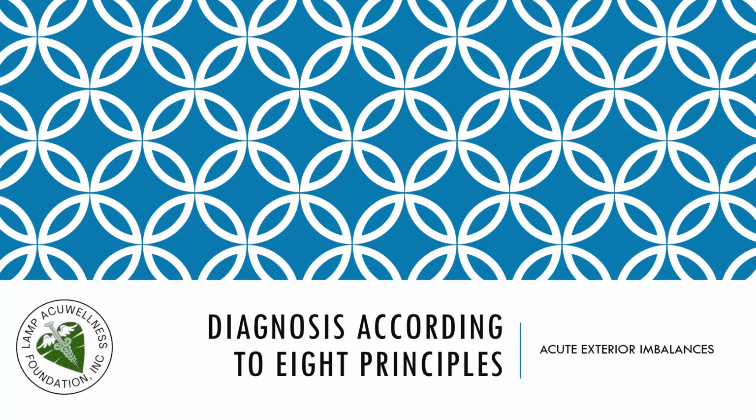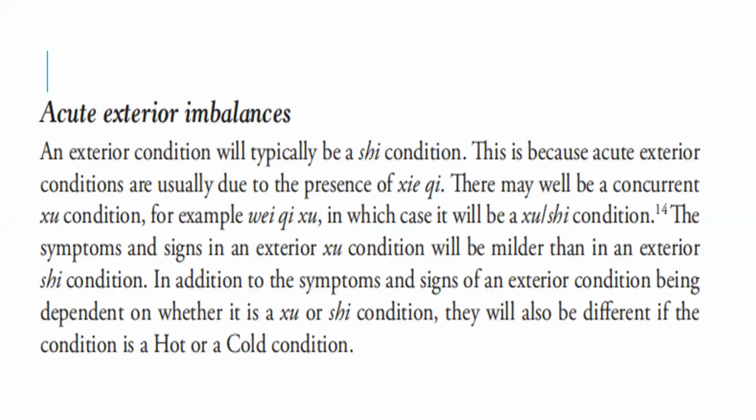Let's discuss the diagnosis according to the eight principles. The acute exterior imbalances. An acute condition will typically be an excess condition. This is because acute exterior conditions are usually due to the presence of evil qi.